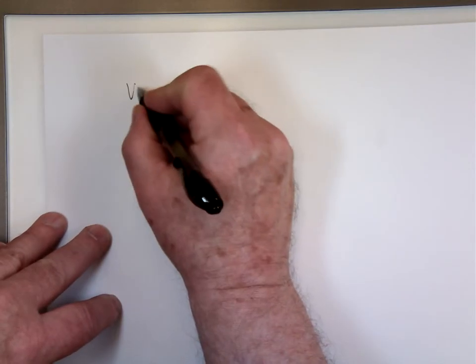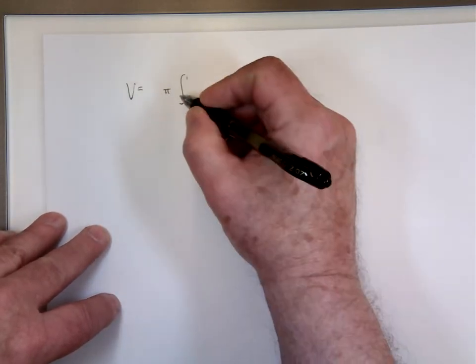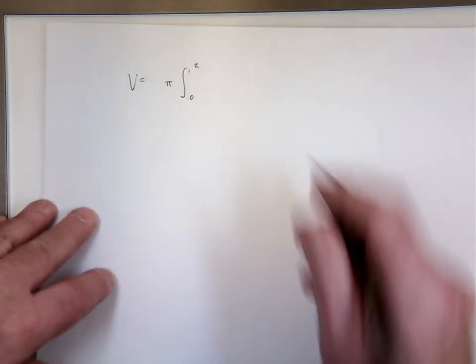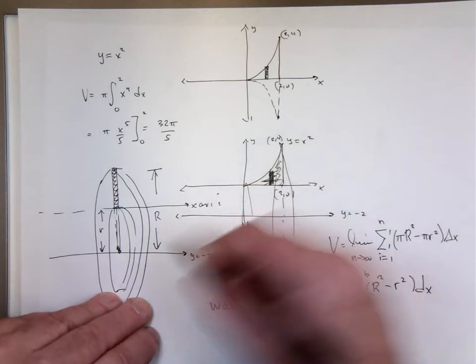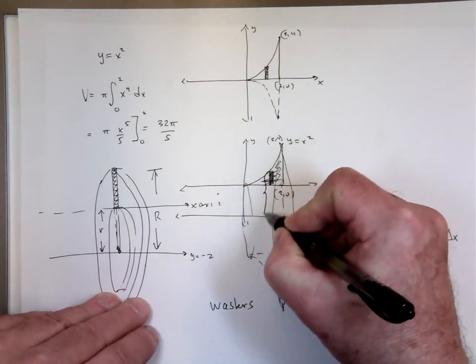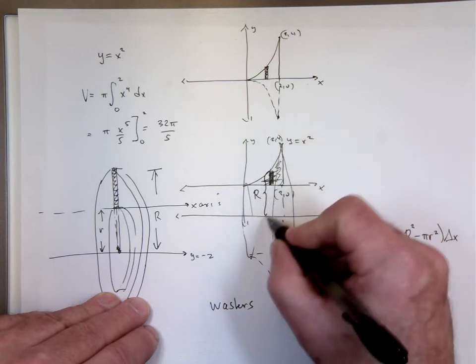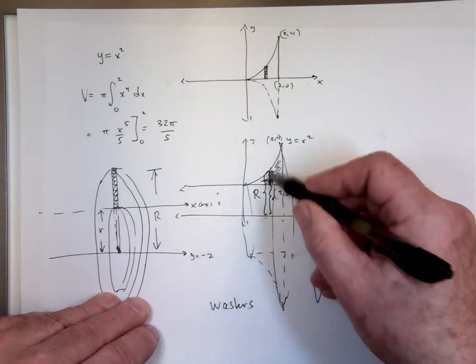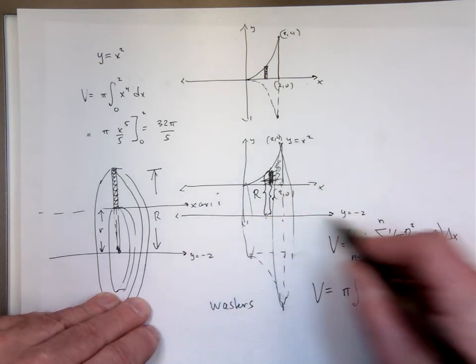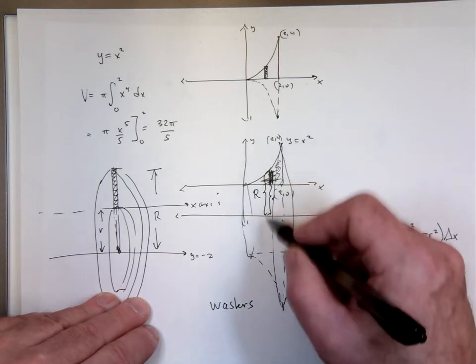All right, how are we doing? Let's do it. So the volume is equal to pi times the integral from 0 to 2 of big R squared minus little r squared. What the heck is big R? Here's our diagram. This is big R, the big radius, and little r is this distance. Big R goes from the axis about which we're revolving to the top of the function. Little r is from the axis to the bottom of the function.